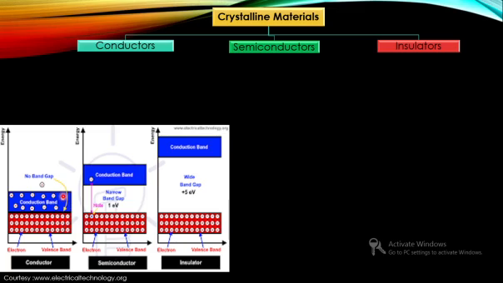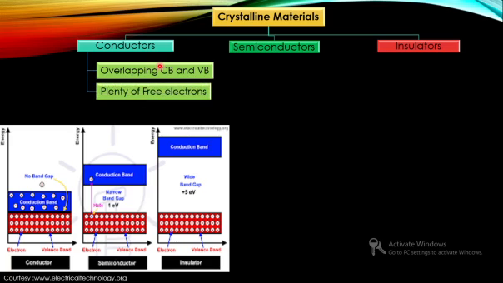They are just overlapping with each other. So what happens? There are more number of electrons readily available for conduction. So that is depicted here. You can see there is overlapping conduction band and valence band. There are plenty of free electrons facilitating electrical conduction, and hence they will have high conductivity among these three types of crystalline materials, and hence they are named conductors.